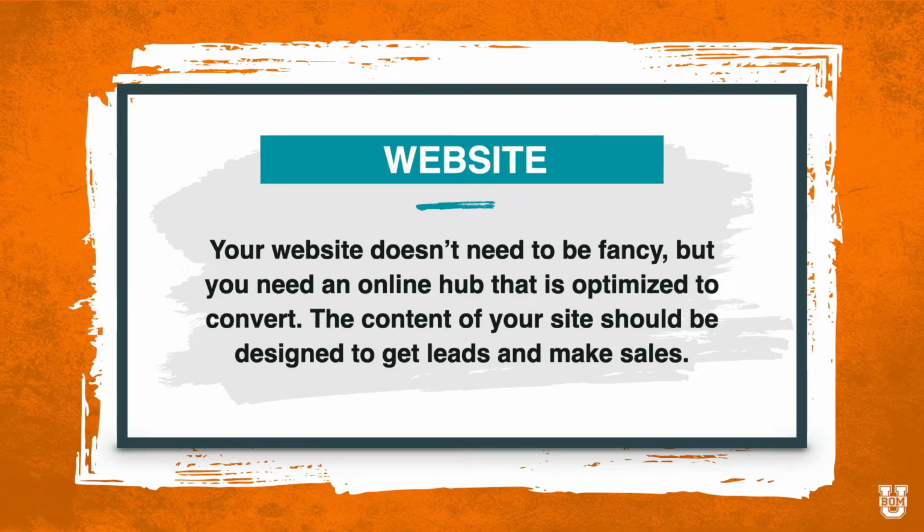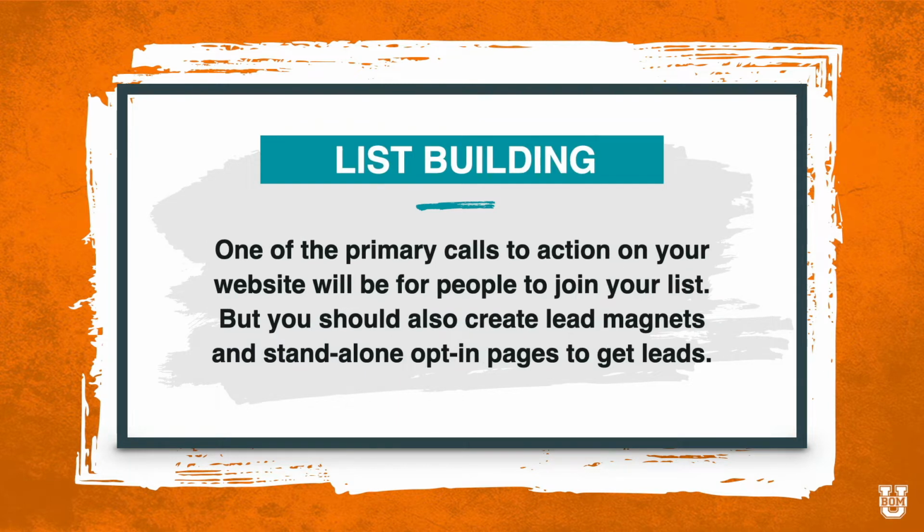So first of all, your website. Look, this doesn't need to be fancy. I don't care that you have something fancy and awesome, but you need an online hub that is optimized to convert. The content on your site should be designed and thought out from the beginning to get leads and make sales. As much as we love having a pretty website, at the end of the day, your website really is the hub of your core conversion machine. So you need to think about, how do we design this from the ground up to get people to become leads and make sales? And that's what your website is about, so you need to make sure that you've got that in place.